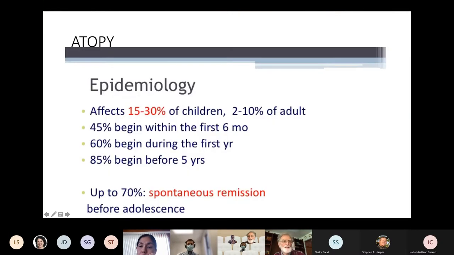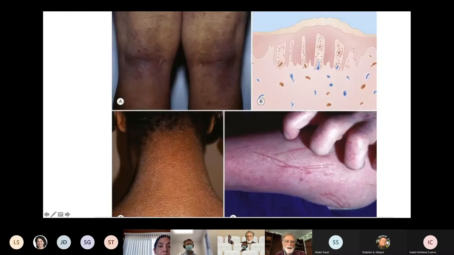Contact's a possibility, but this particular patient, it's a little bit more chronic. And so this is our first case of atopic dermatitis. Now, you're most likely going to see that in pediatrics. For those of you who've done your pediatric rotations, you've seen it and how common it is. The good news that you can tell mother is 70% of patients will remit before adolescence.